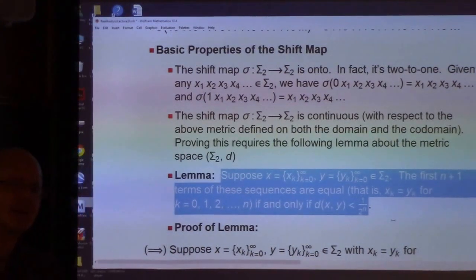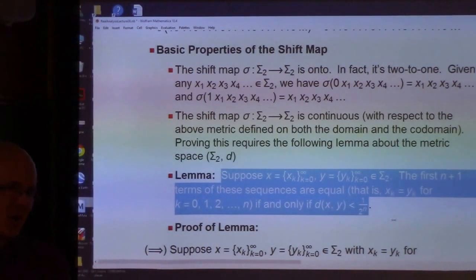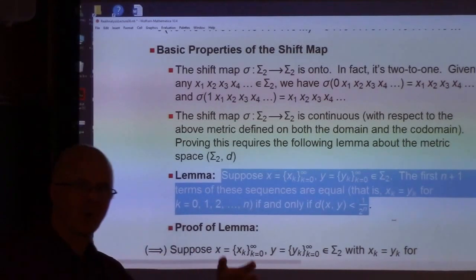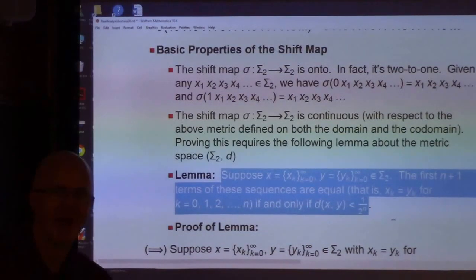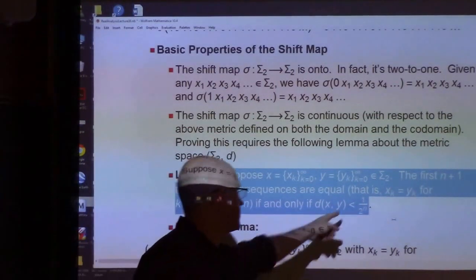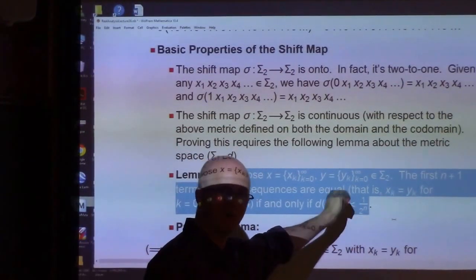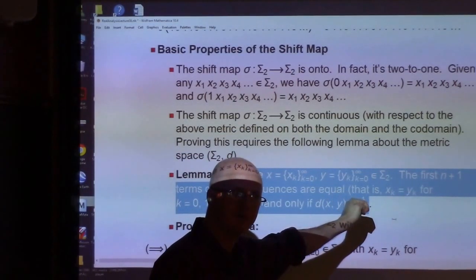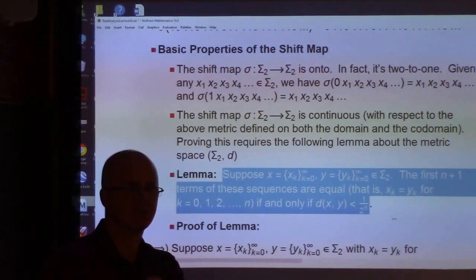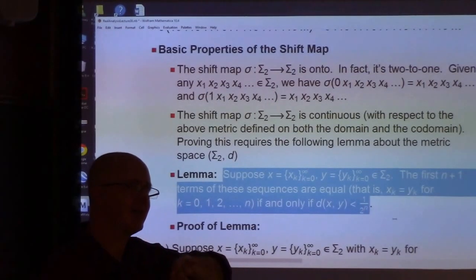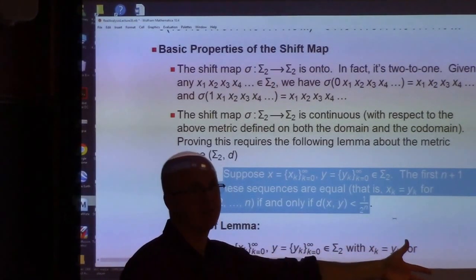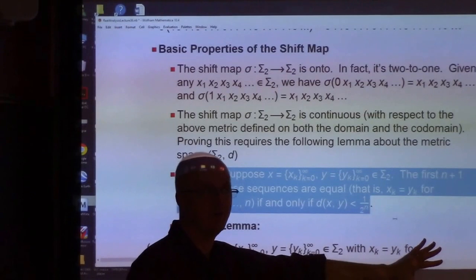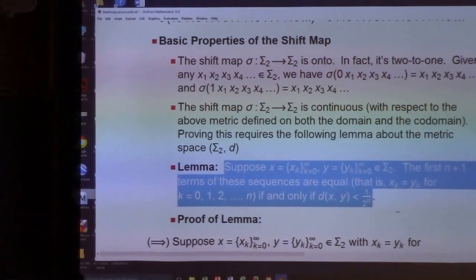Essentially, this metric weights terms at the beginning of the sequence more than terms in the tail that go on forever after a certain point. If 2 sequences match in their first, say, 10 terms, they're going to be pretty close to each other. They're going to be within 1 over 2 to the 10th, 1 over 1024 of each other in this metric. If, on the other hand, the first 10 terms don't match, they're all different, say, and the infinitely many terms after that point do match, technically speaking, those sequences are relatively far apart, even though after the 10th term they all match. So it's giving more weight to the beginning terms.